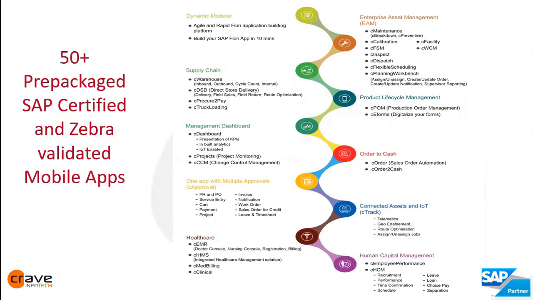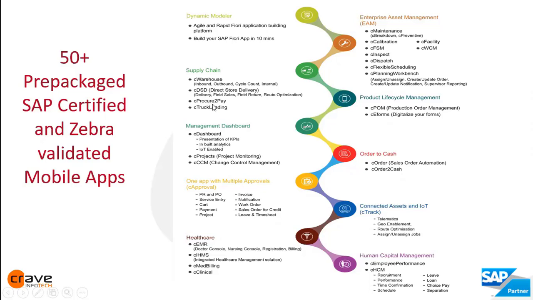Some of you might not be able to read this, but we call it our chain diagram. This is a list of all of our applications. On the right-hand side at the top, this is EAM. We have maintenance, calibration, and so forth. I have a slide which will talk a little bit more about that. This is very core and close to our hearts. Supply chain, so we have warehouse. We'll talk more about that. Direct store delivery does field sales, delivery, delivery confirmation, and route optimization.